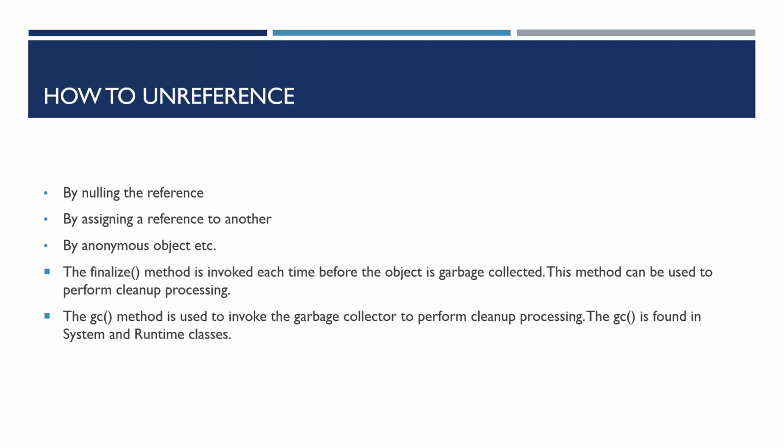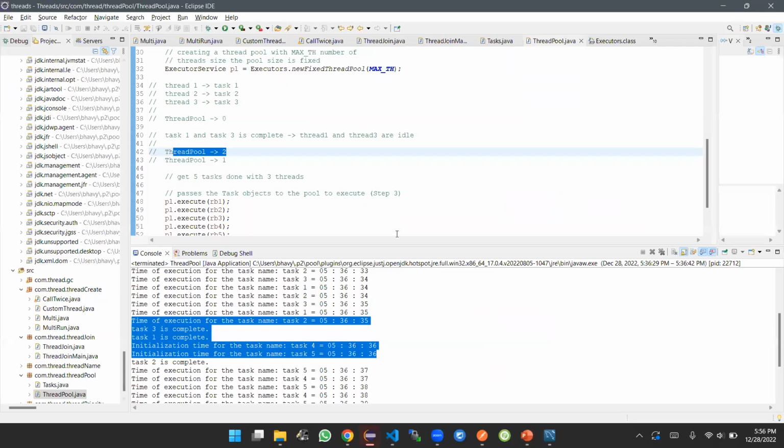So we need to know what is doing it and how it is doing it. That's why I kept it in this PPT. So these are the processes, like how to unreference all those objects by using the finalize method or using the GC method. Simply show them.